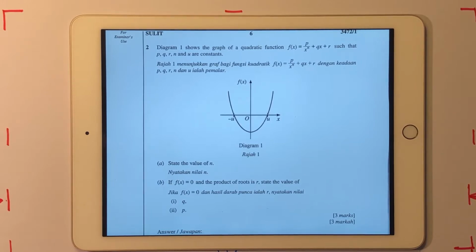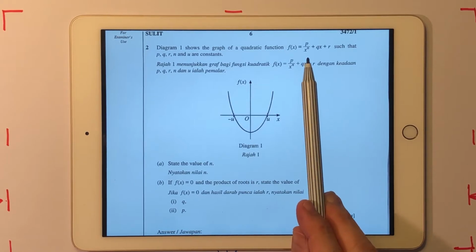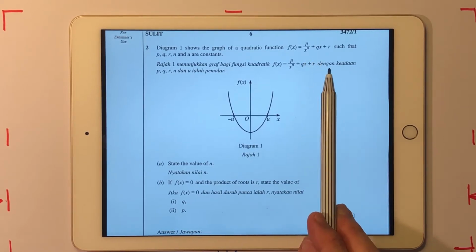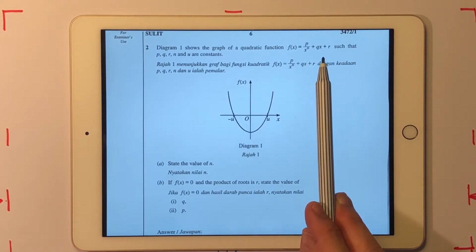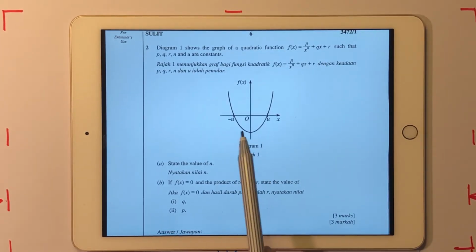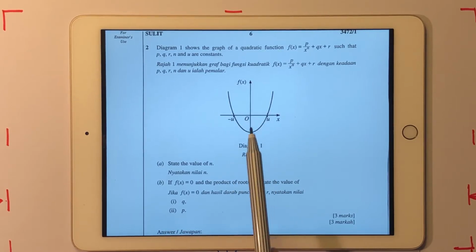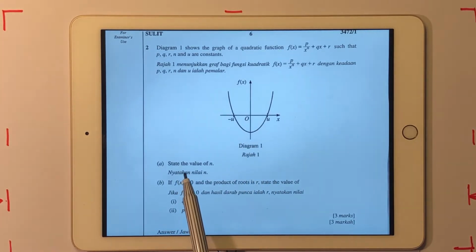Question 2. You're given a graph, which is a quadratic function, p x to the power of n plus qx plus r, and given that p, q, r, n are constants, and the graph passes the x-axis at minus u and u. So part A, state the value of n. Part B, and given that the product of roots is r, state the value of q and p.